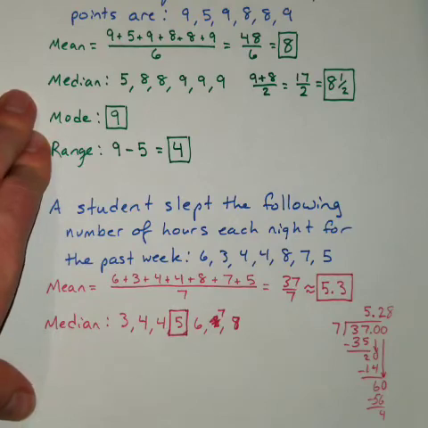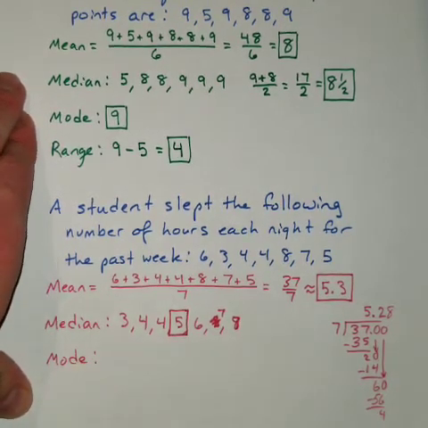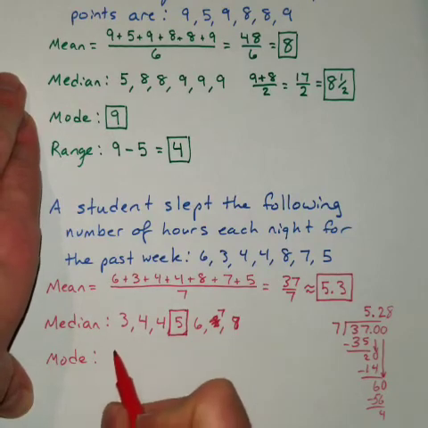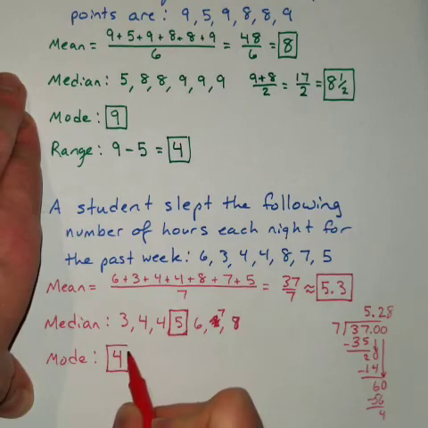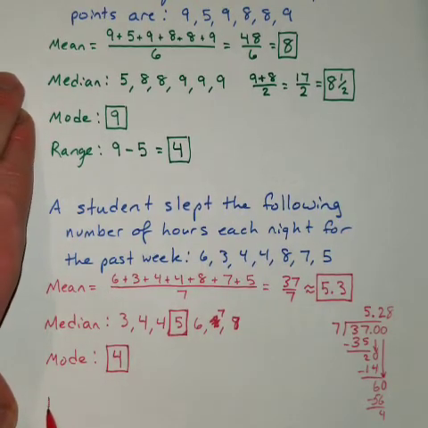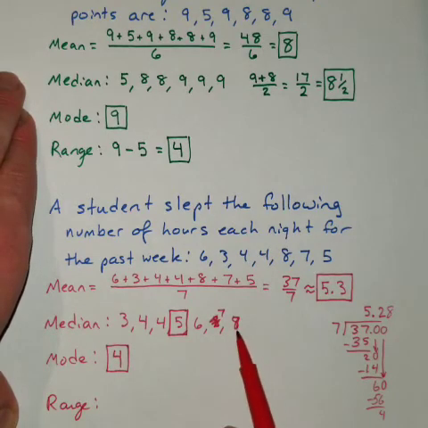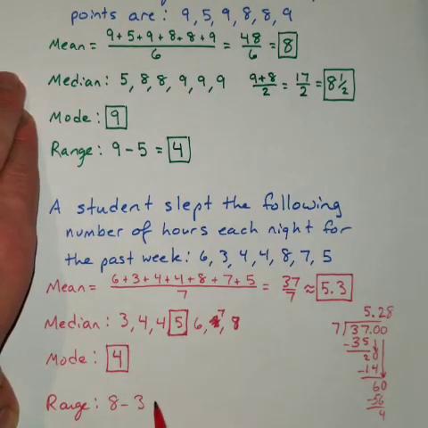Okay. The mode, remember, is the most commonly occurring data item. And in our case, there's only one. It's the number 4, because it occurs twice and nothing else occurs more than once. Finally, the range is the difference between the largest and the smallest data items. And so we have 8 minus 3, that's largest minus smallest, and that range would then be 5.